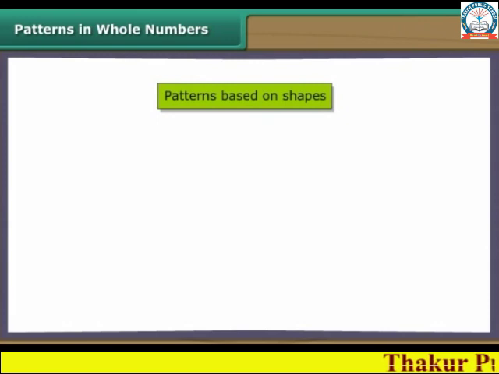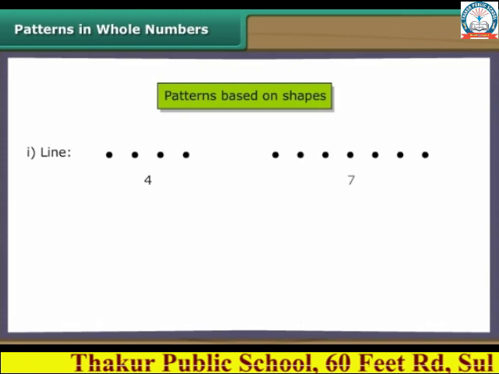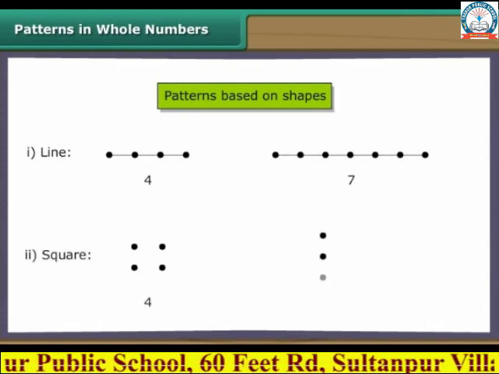Patterns in whole numbers. Numbers can be arranged in some elementary shapes using dots. The shape could be a line, square, rectangle, triangle. Every number can be arranged as a line. For example, some numbers can be arranged as squares.